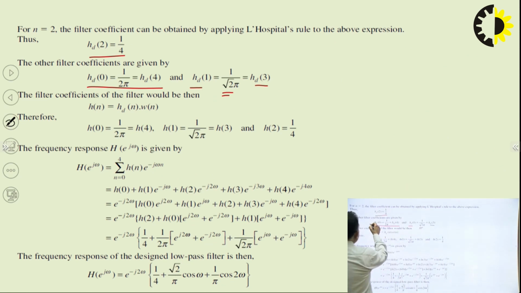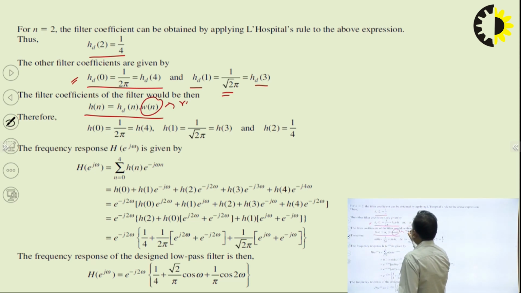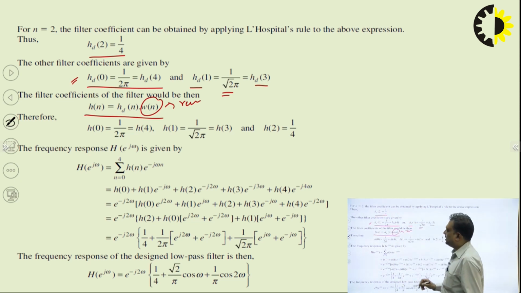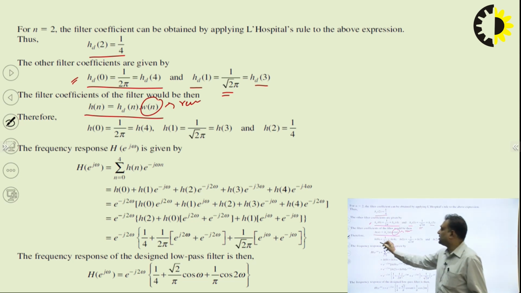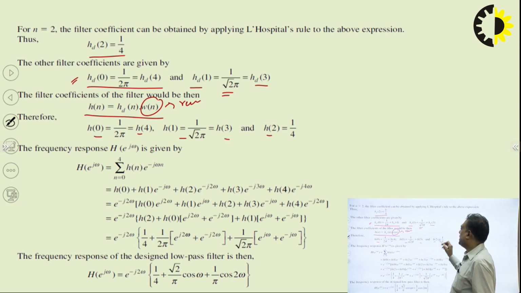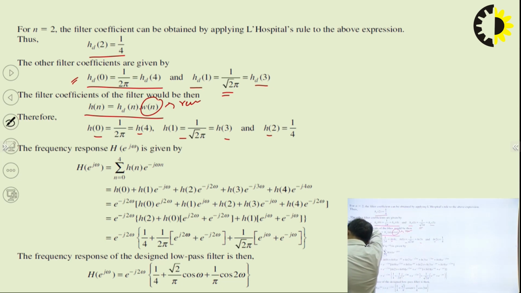So these are the coefficients for the desired filter. Now for the designed filter, the coefficients will be obtained like hn equals hdn into wn. Here, because our window function is rectangular, whatever the value of hn is, you have the value of hdn. So hdn and hn coefficients will be the same in case of rectangular window function. Now you have to calculate the frequency response of the designed filter.